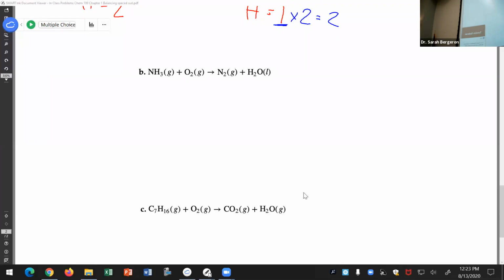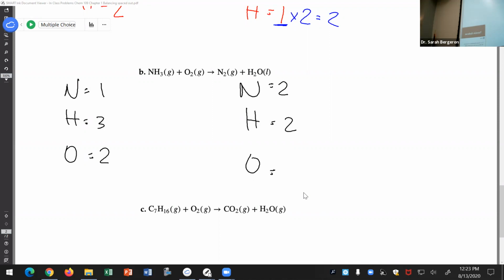Okay, let's go again. So we've got nitrogen, hydrogen, oxygen. Reactants, what do we have? 1 nitrogen, 3 hydrogens, and 2 oxygen. Products: 2 nitrogen, 2 hydrogen, and 1 oxygen. Where do we want to start? We can start with the nitrogen. That's a good place to start.